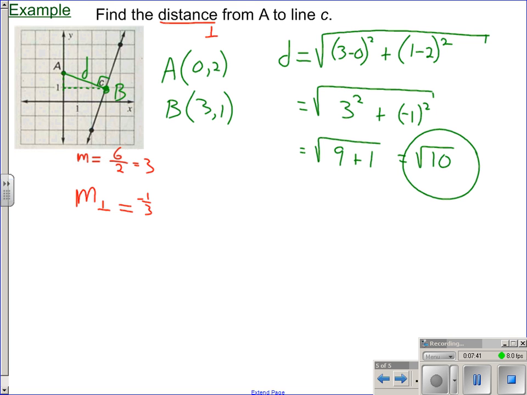That is the exact answer. Make sure you read the question carefully in the homework, on quizzes or tests. Sometimes it might say round your answer to the nearest tenth or hundredth. Square root of 10 is 3 point something, I'm not sure what it is, 3.3, 3.4, somewhere in there. But square root of 10 is the best answer.